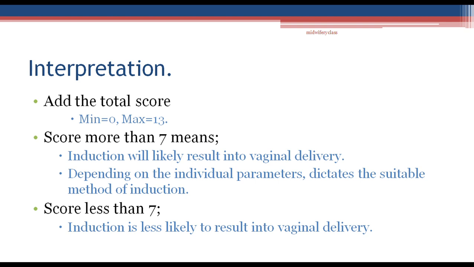For example, if you get a cervix that is still firm, it means you have to use a drug to soften the cervix. Then what if you get a score that is less than 7? What do you do with a score that is less than 7? It indicates that induction is less likely to result in a vaginal delivery, and in this case, it's recommended that you don't induce unless you're inducing for a very serious medical reason. It will not be a successful induction.